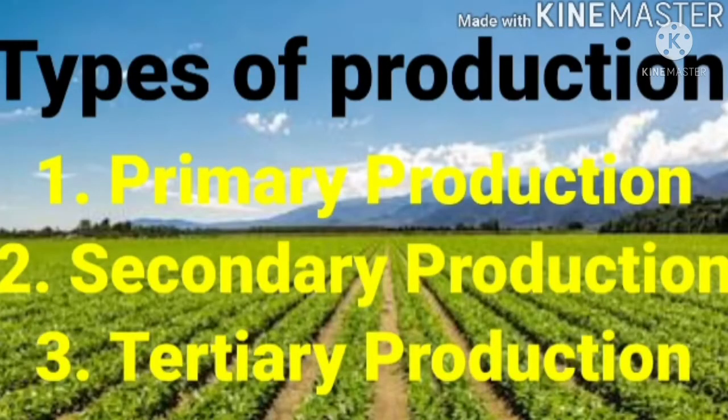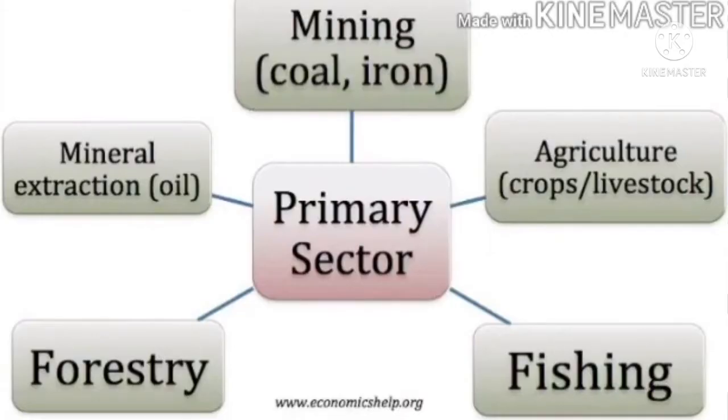There are three major types. We have the primary production, the secondary production, and the tertiary production. Now, these forms of production are in different stages. First, we'll look at the primary production.